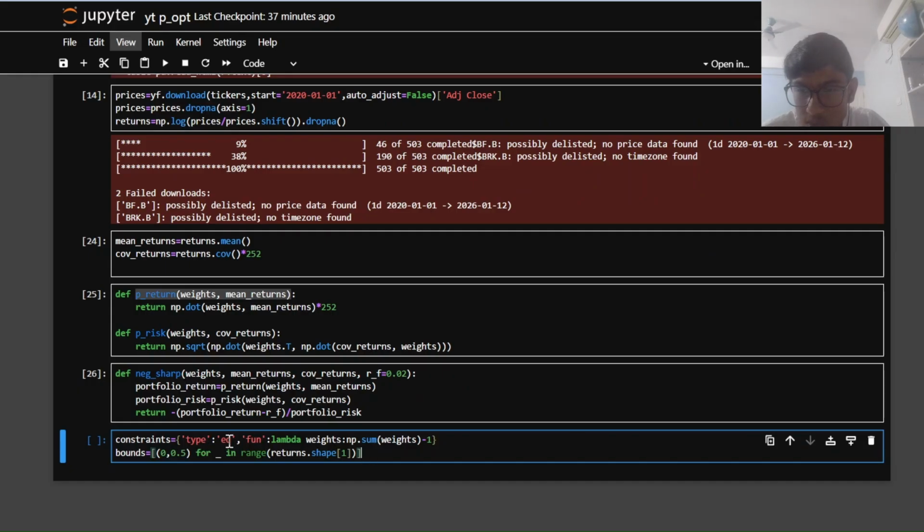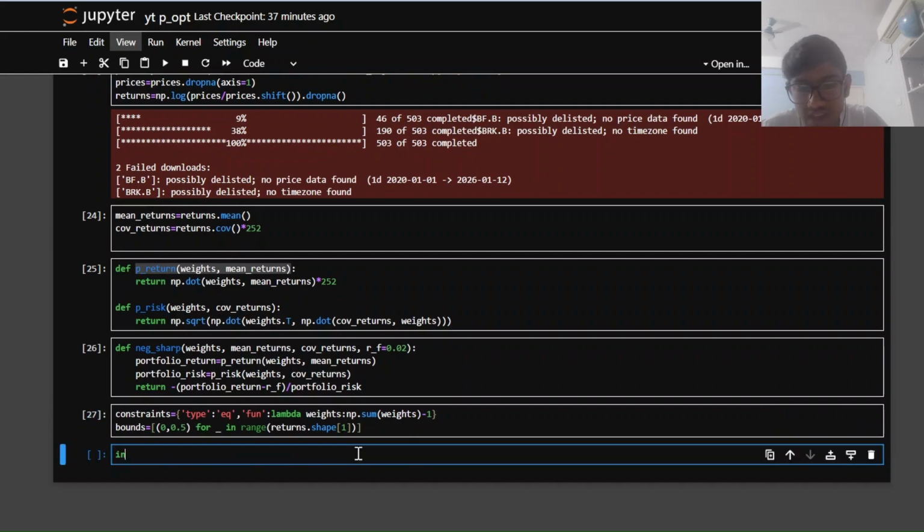So constraints is equal to, the type is an equation, and the function is that the sum of the weights minus 1 should be equal to 0, and the bounds for every weight is that it should lie between 0 and 0.5. Right. And finally, we have to define our initial weights. So let us do that. Initial weights is equal to numpy dot array 1 over. Let us initially just uniformly distribute capital into every asset. So 1 over returns dot shape 1, right, times returns dot shape 1, right.